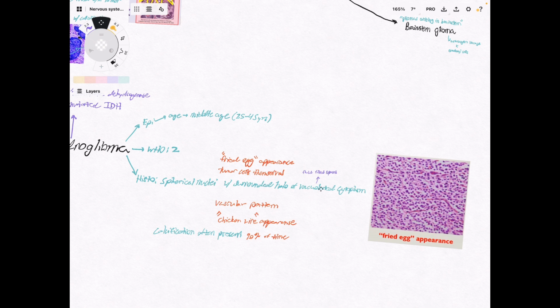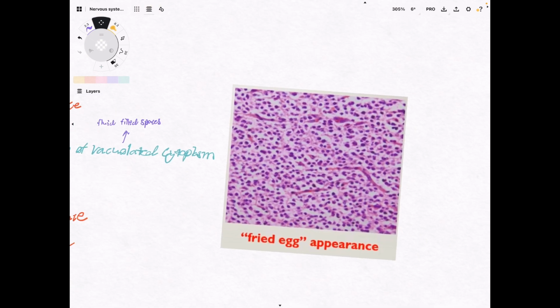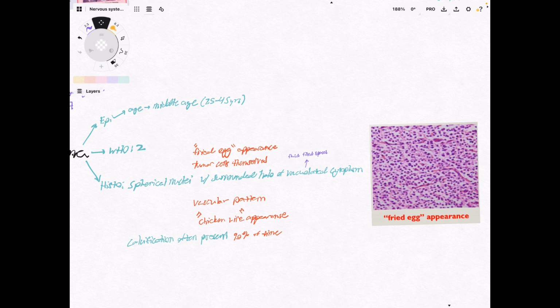And you can imagine this kind of looks like a fried egg. So they're going to be commented as fried egg appearance. You can kind of see that here on the histology image. See, you have a tumor cell here, and this looks kind of like a fried egg. So you have the vacuolated cytoplasm, and you have the round nucleus.